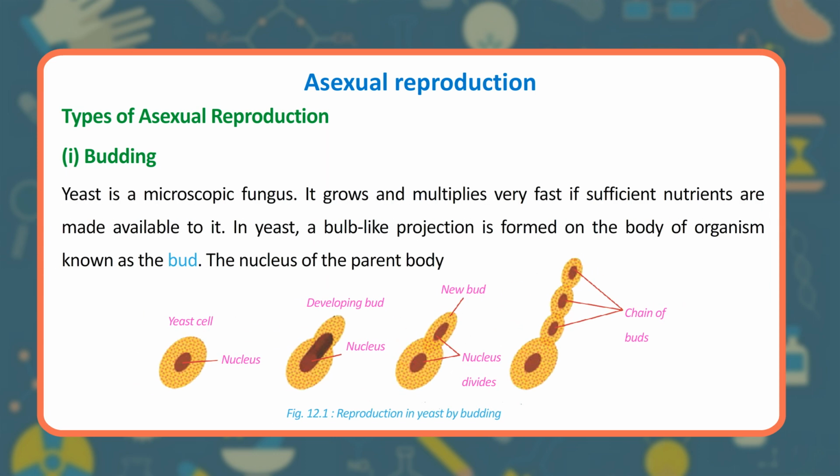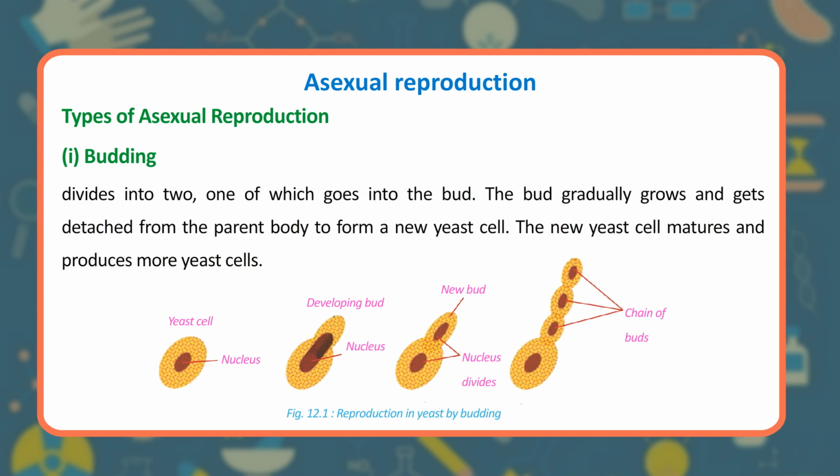1. Budding. Yeast is a microscopic fungus. It grows and multiplies very fast if sufficient nutrients are made available to it. In yeast, a bulb-like projection is formed on the body of the organism, known as the bud. The nucleus of the parent body divides into two, one of which goes into the bud. The bud gradually grows and gets detached from the parent body to form a new yeast cell. The new yeast cell matures and produces more yeast cells.